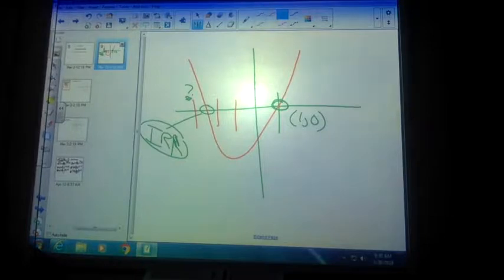It doesn't cross the x-axis. No roots. They're actually called complex roots, but we'll get there later. That's what I wrote. Good. And then number 6, it looks like it crosses at 3, 0 and 5, 0. Right.